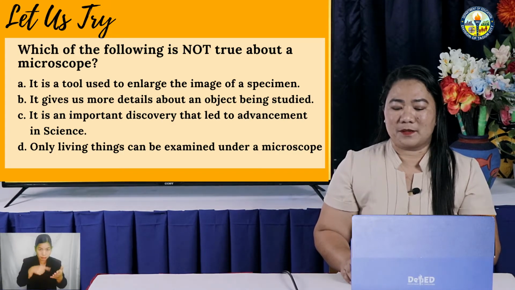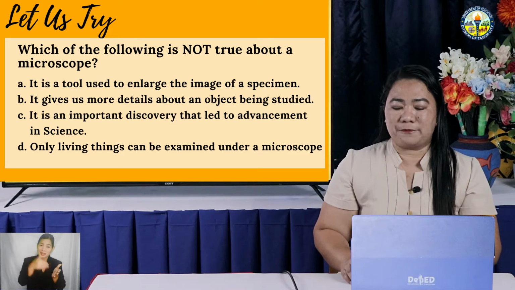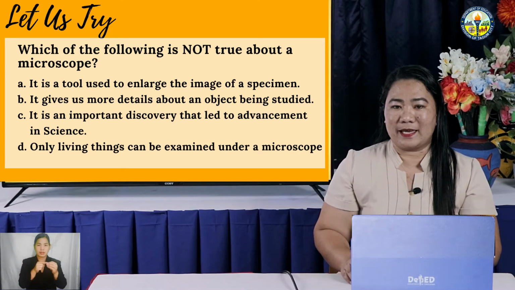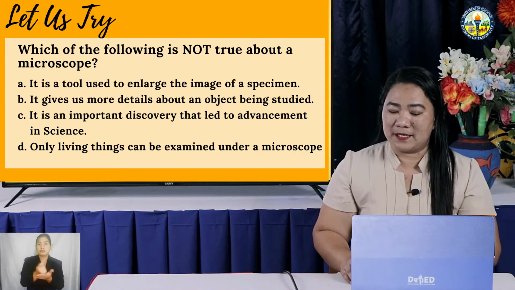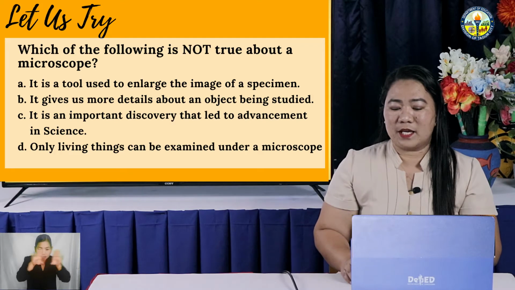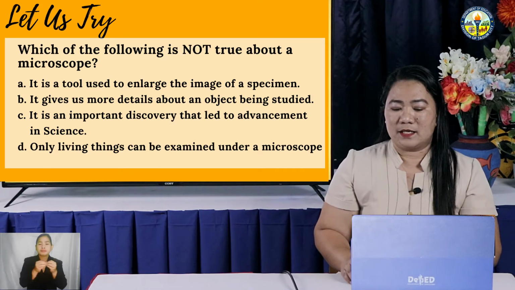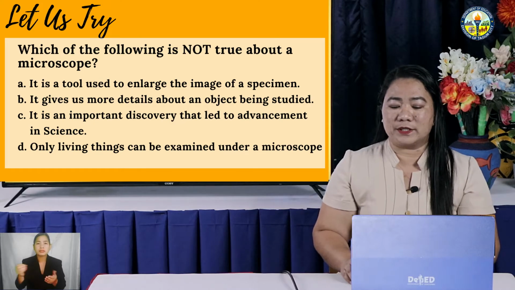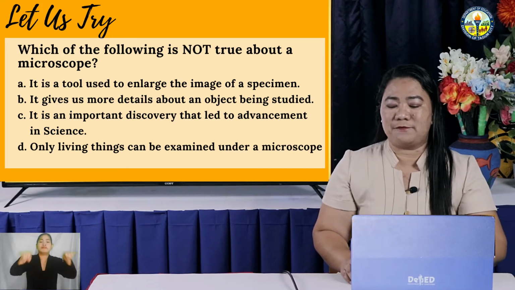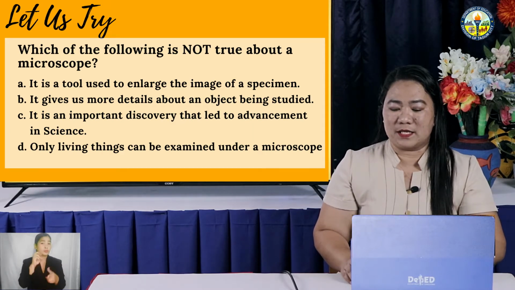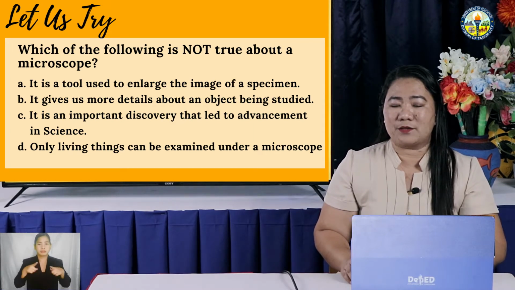Again, which of the following is not true about a microscope? A. It is a tool used to enlarge the image of a specimen. B. It gives us more details about an object being studied. C. It is an important discovery that led to advancement in science. D. Only living things can be examined under a microscope.